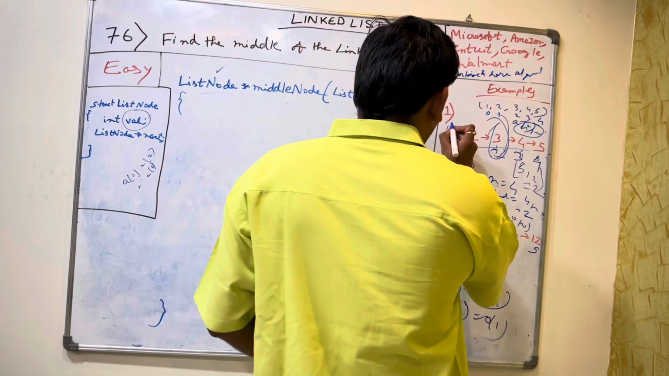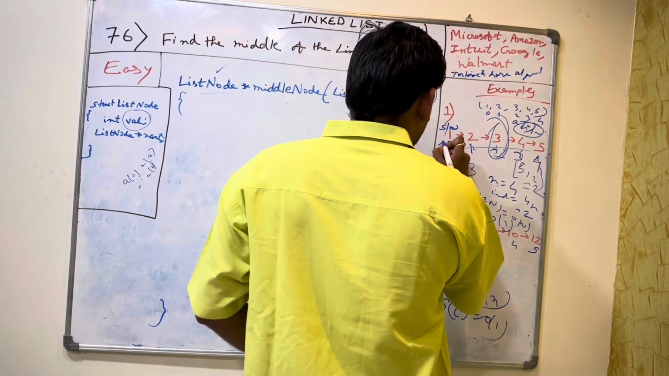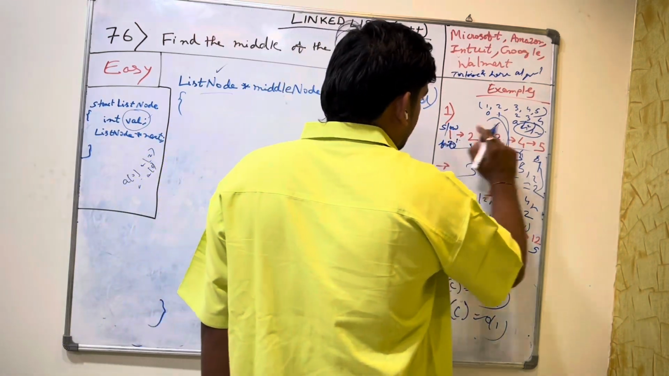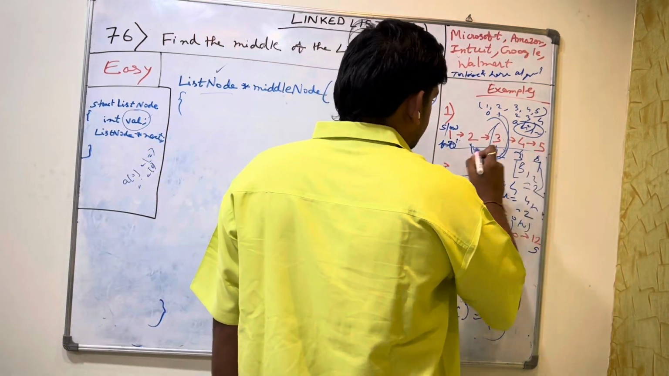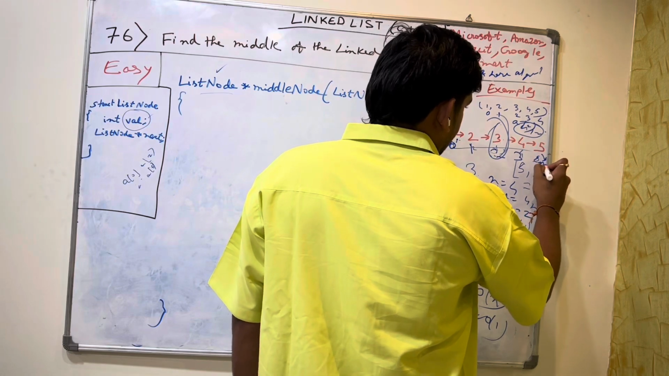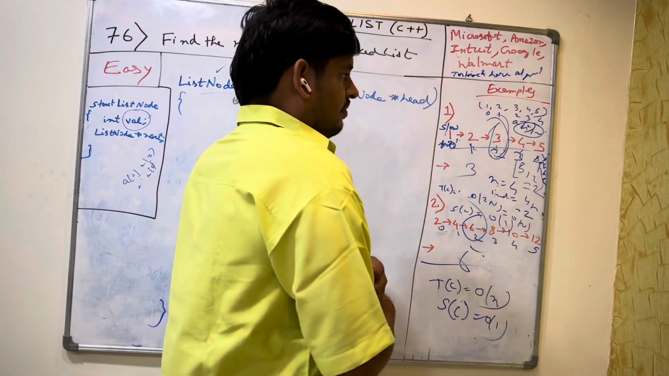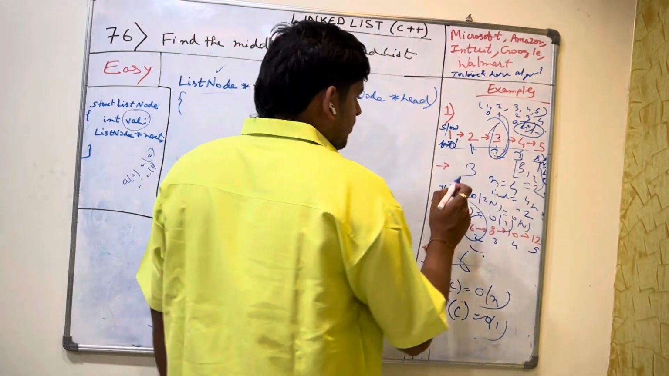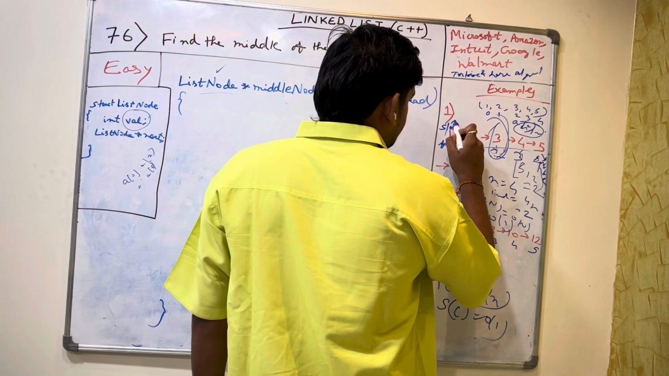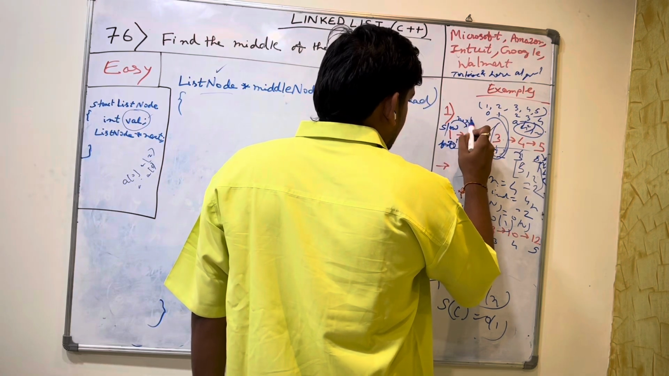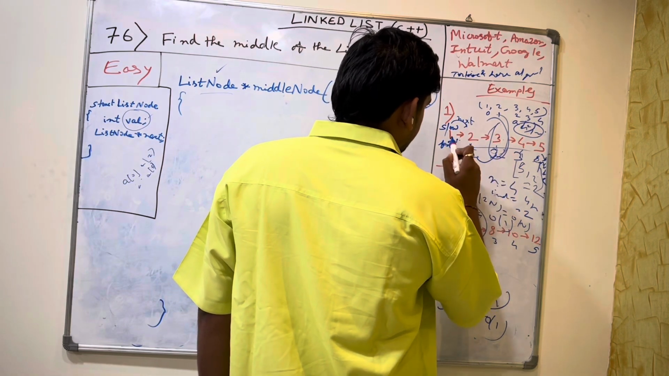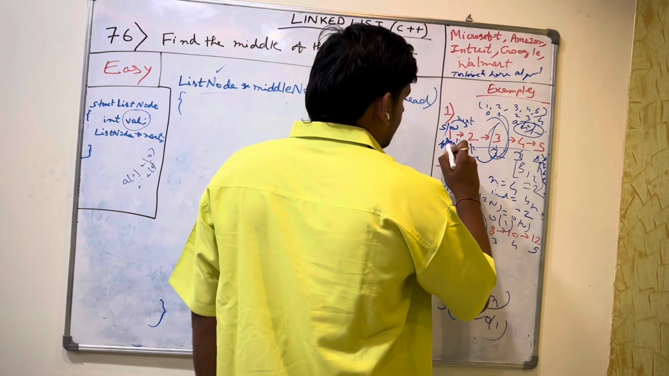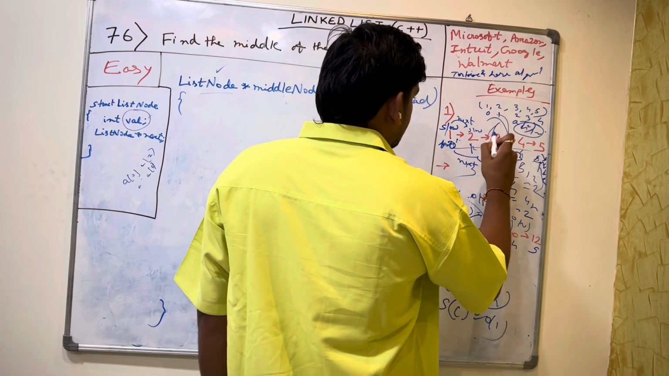So we will take two pointers, slow and fast, both pointing to 1, and we will move both the pointers till this becomes null, because after that there is a null pointer, right? When this ends, that means the 5 is pointing to null. So we will move both the pointers, but we will move slow once and fast we will move twice. So after one traversal, slow would be here, but fast would be here.